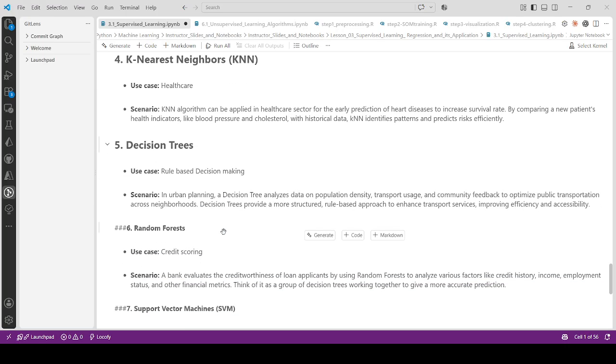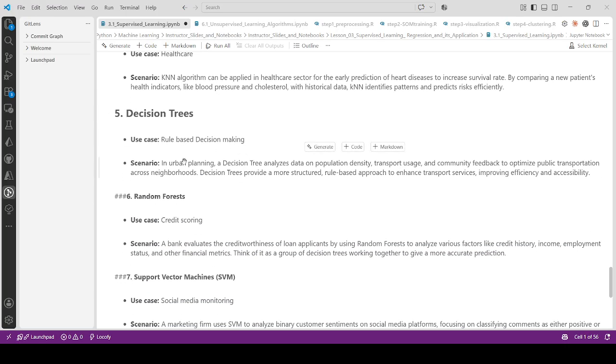Next is the decision tree, for rule-based decision making. In urban planning, a decision tree analyzes data on population density, transport usage, and community feedback to optimize public transportation across neighborhoods. Decision trees provide a more structured, rule-based approach to enhance transport services, improving efficiency and accessibility. Next, credit scoring is a use case of random forest.